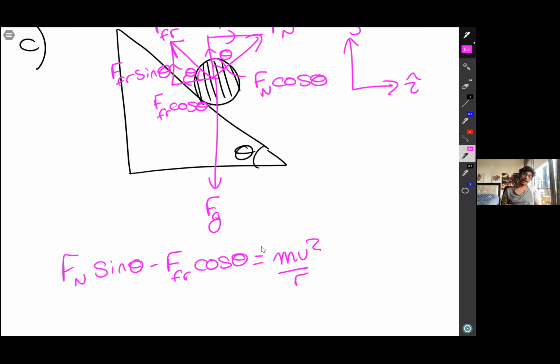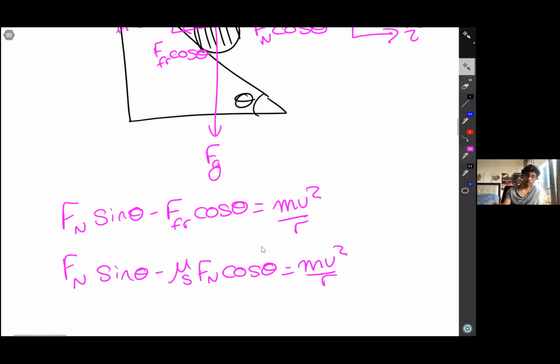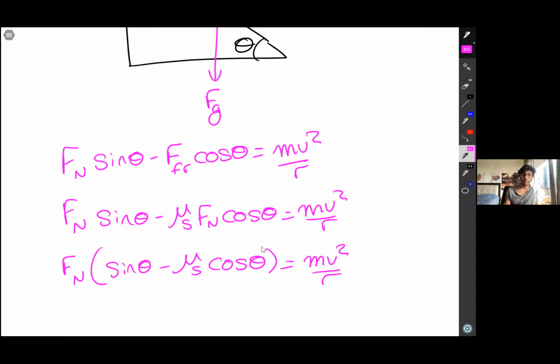Now remember here, F frictional is equal to mu s Fn. So I can rewrite this by saying Fn sine theta minus mu s Fn cos theta is equal to mv squared over r. And now let's factor out the Fn: Fn (sine theta minus mu s cos theta) is equal to mv squared over r.